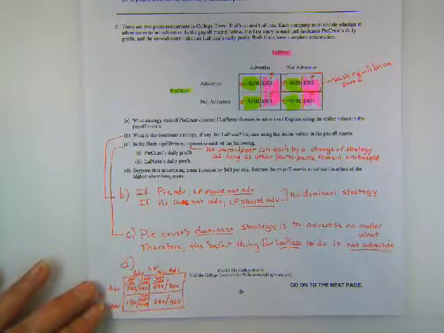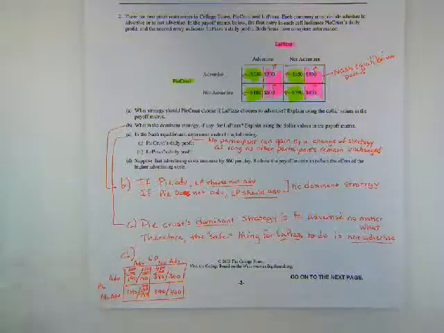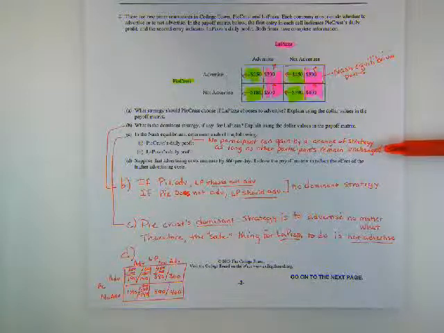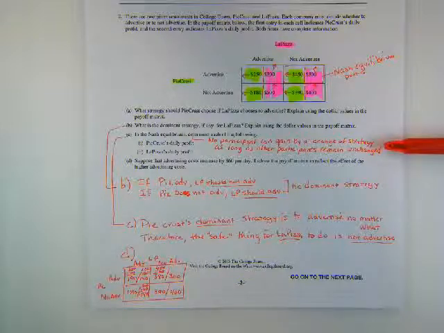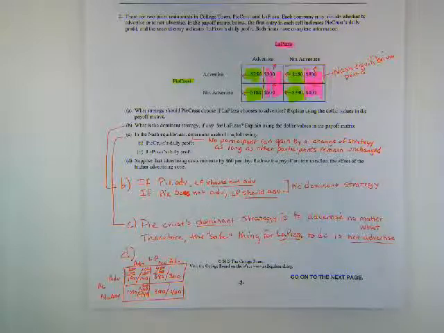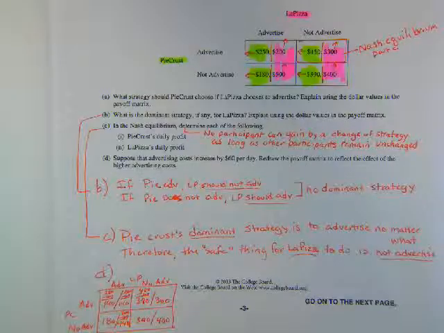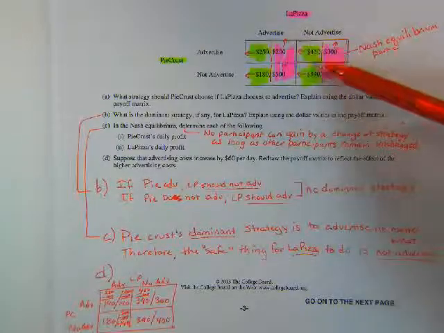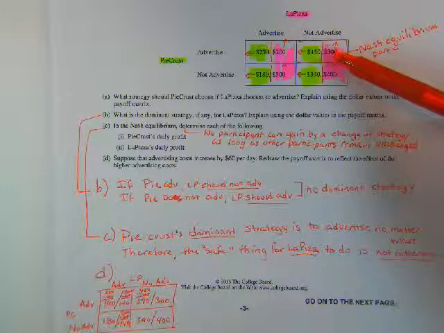Okay, now part C asks us, what is the Nash equilibrium? Now, Nash equilibrium, defined by Princeton, is no participant can gain by a change of strategy as long as other participants remain unchanged. Now, the way I like to think of that also is, what is the safe strategy for me? Let's take a look at why. I've already marked it on the answer key here. This is the Nash equilibrium for these firms.